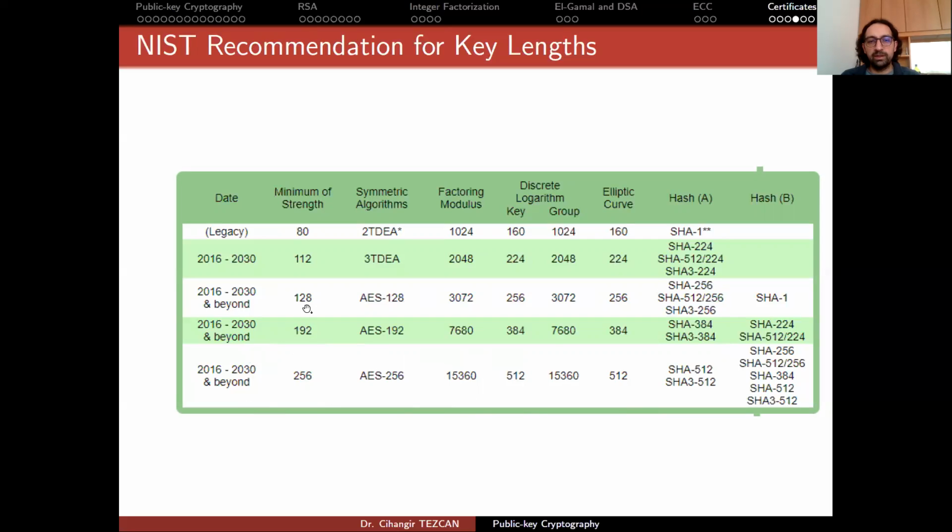And of course, if you increase the size of your security in bits, due to the birthday paradox, the hash function that you are going to use should have at least twice the size of these bits. So for 256-bit security, you can use SHA-2 with 512 bits, or you can use SHA-3 again with 512 bits.